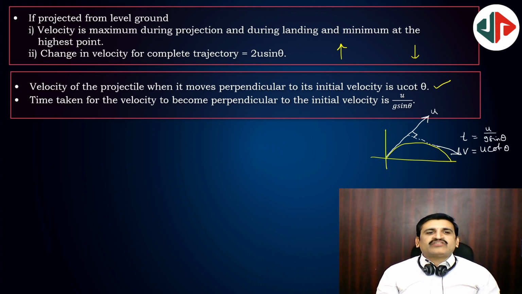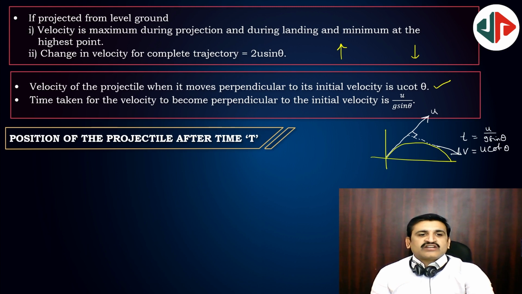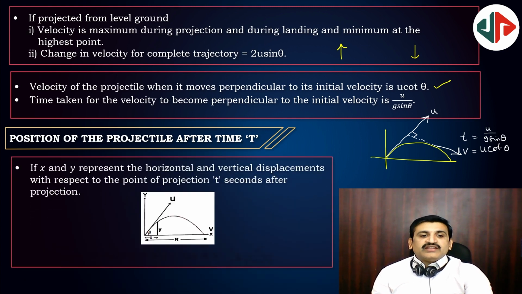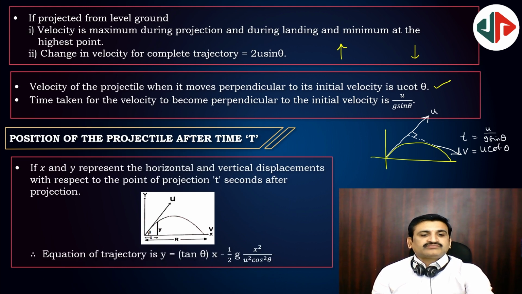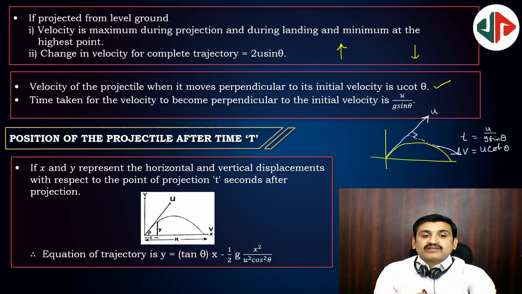Next, time taken for the velocity to become perpendicular is this one. Position of the projectile after time t, where will it be? That is the trajectory equation: y equal to x tan theta minus half g x square by u square cos square theta. I know this formula, write it 10 times and practice, because you can't derive this in the examination, time won't permit. So you have to memorize the final results, and the procedure you have to learn.